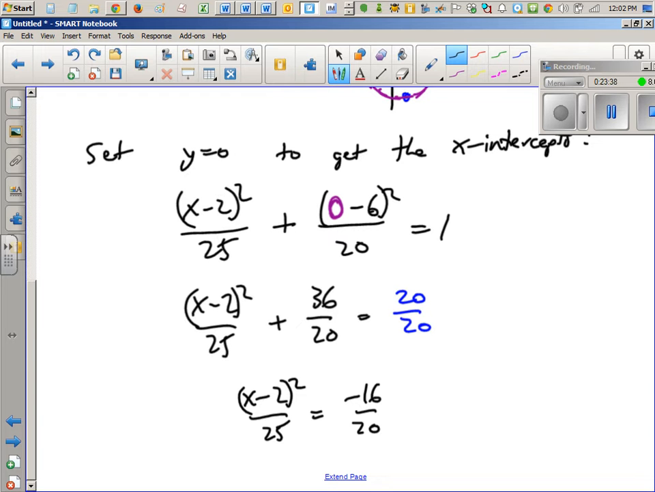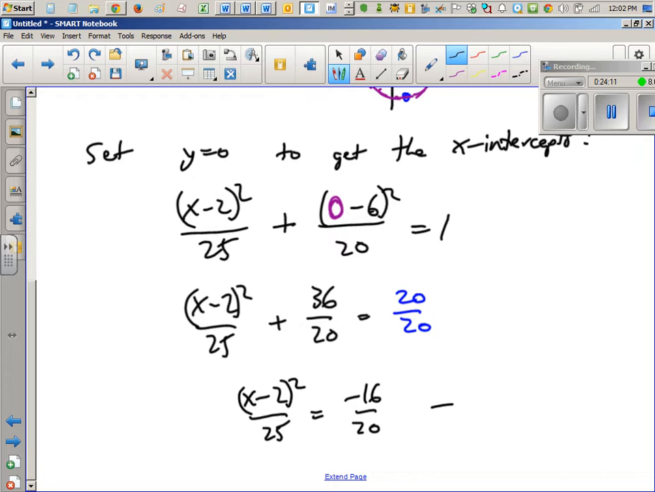Why are you saying it's imaginary? X squared is never going to come out as negative. How are you planning on making a negative by squaring x minus 2 and dividing by 25? That's impossible. Or if you pursue this any further, just multiply by 25 and you'll be forced to do what? Square root, and you're not going to be able to. So we end up square rooting a negative at some point, and i pops up, and i doesn't mean anything. X-intercept is i. What does that mean?